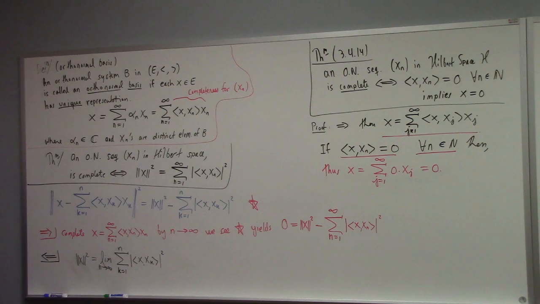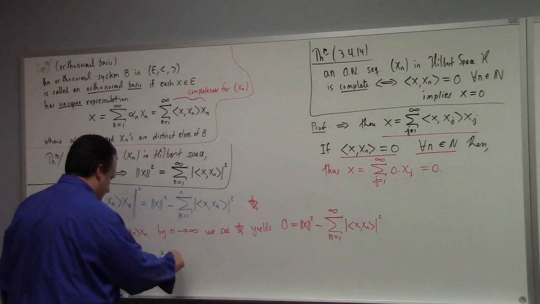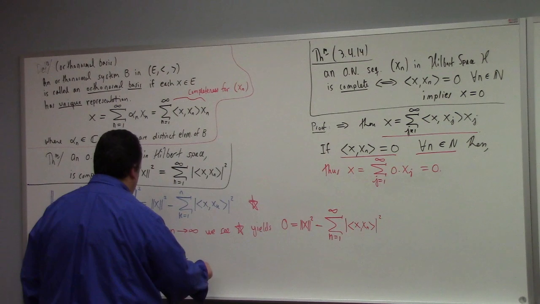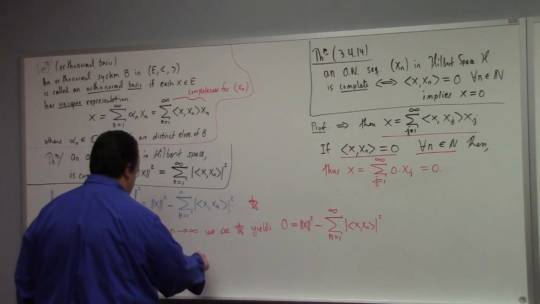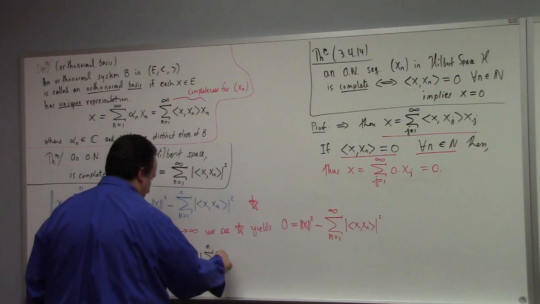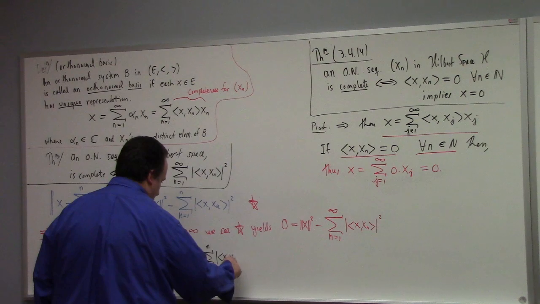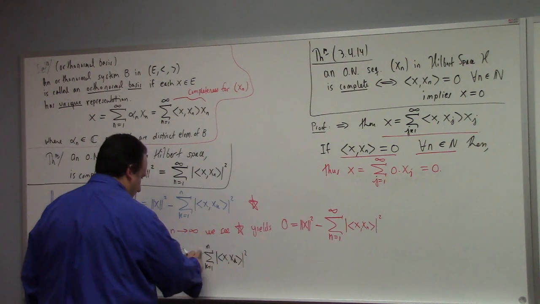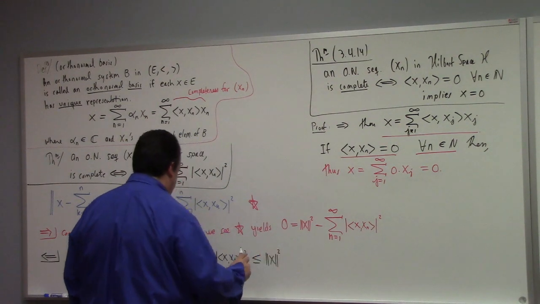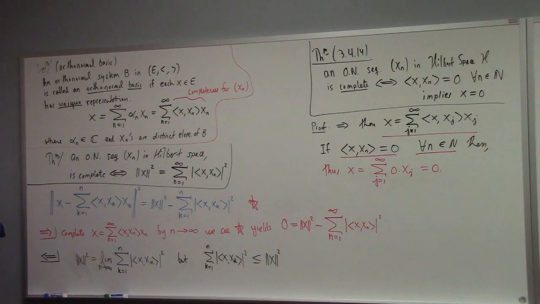And then what was Parseval's inequality? Bessel's inequality, what was it? It was the summation k equals 1 to n of the absolute value of the inner product of x comma xk, quantity squared, is less than or equal to the norm of x squared. We know that.